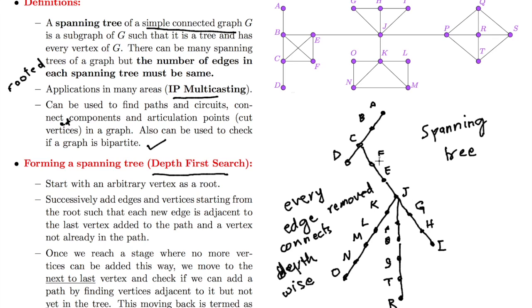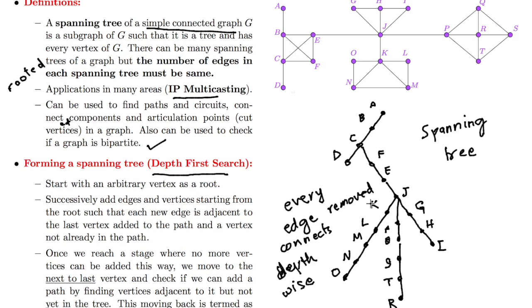Or for example, there was an edge from H to J. Then you can say that H and J are at different levels, at different depths. So that's why it is a depth first kind of approach here.